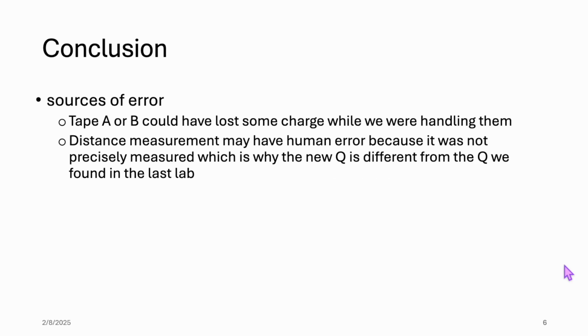So some sources of error were that tape A or B could have lost some charge while we were handling them, which would have caused our distance measurement to not be as accurate. And because that was not precisely measured, the new Q that we found using this lab is different from the Q that we found in the last lab.